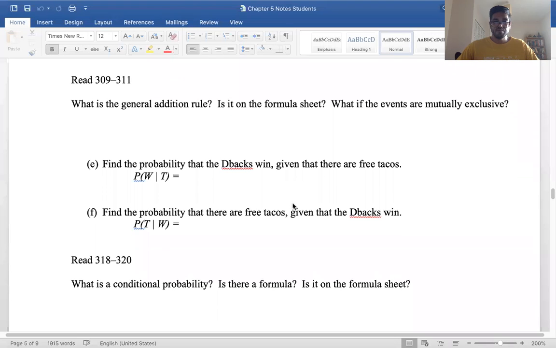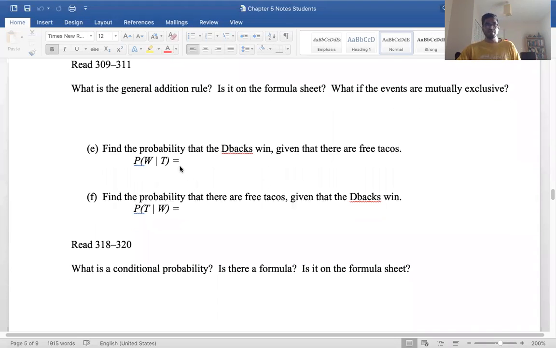We can use these probability rules to answer more questions. Given that they had free tacos, going back to the table, out of the 30 free tacos, what's the likelihood that we won? Here you're looking at that first column, so you're going to have 26 out of 30.